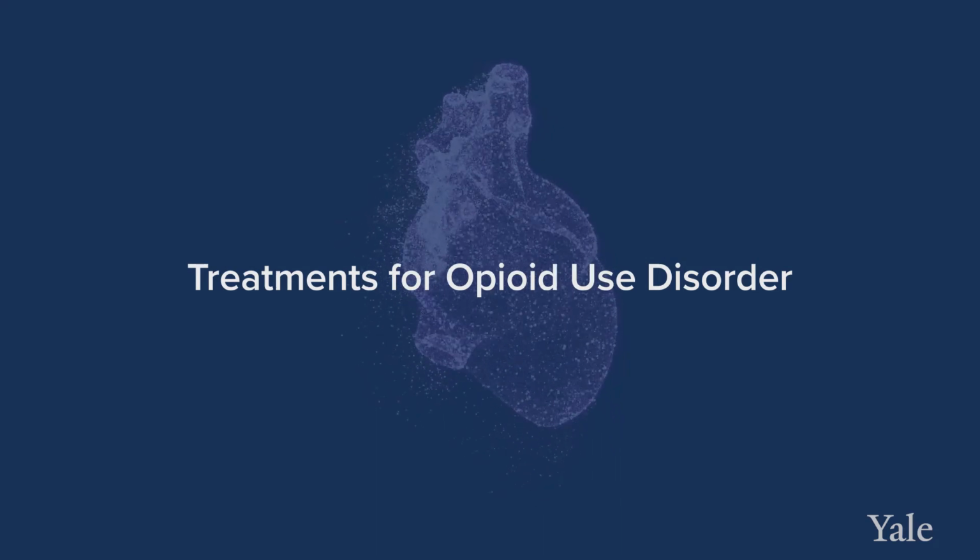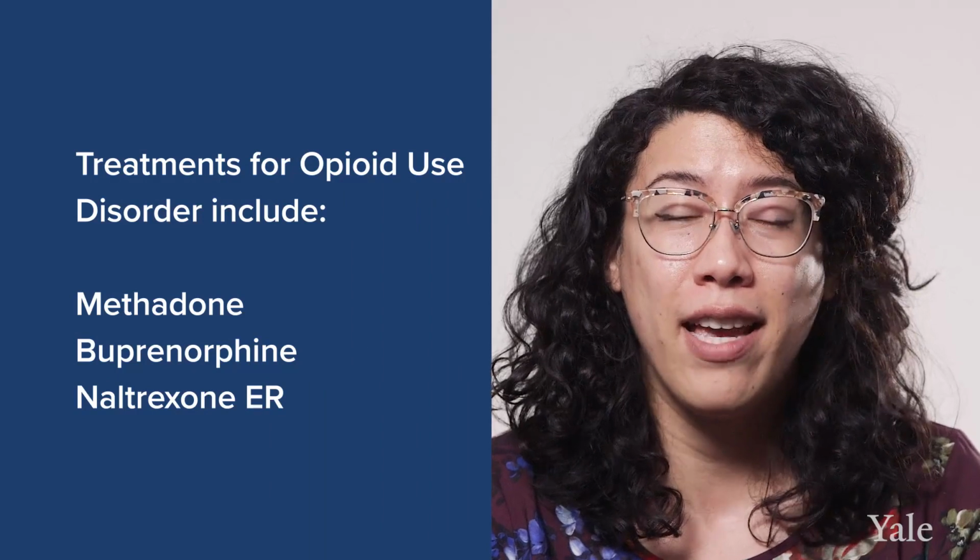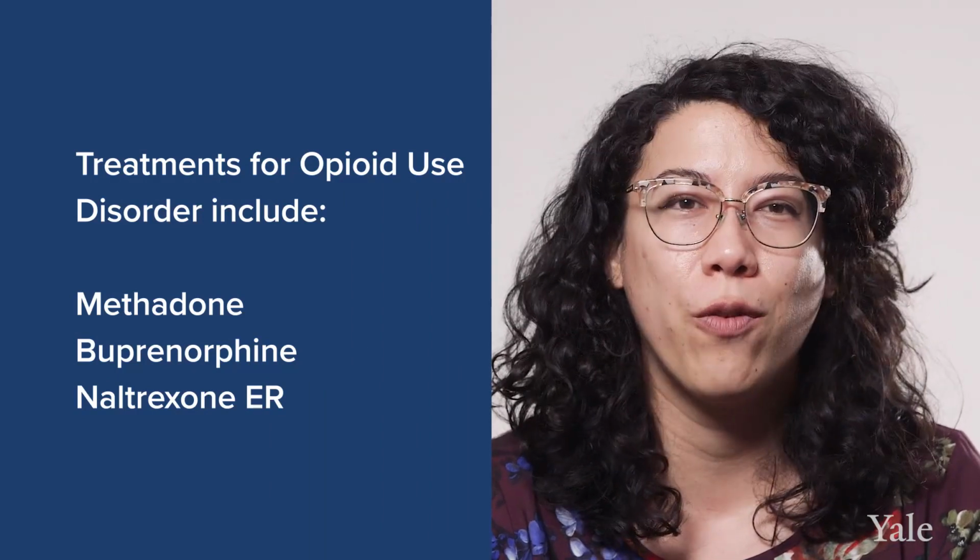There are currently 3 medications available to treat opioid use disorder. Methadone and buprenorphine are highly effective at preventing overdoses, risk of death, and cravings, and extended-release naltrexone can be a good choice for some people.